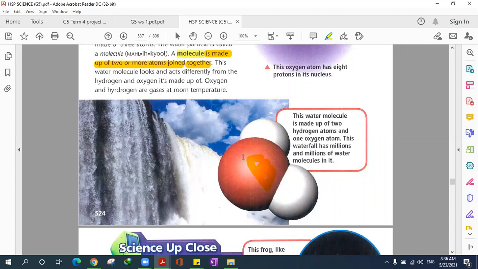So we have here, for example, the oxygen atom. So one oxygen atom and two hydrogen atoms, right? Like Amgad said. So when we have different atoms, like here we have two hydrogen and one oxygen, three atoms, in this case this is not called an atom. This is not called an element. It's called a molecule. So what's a molecule again? It's made up of two or more atoms joined together.